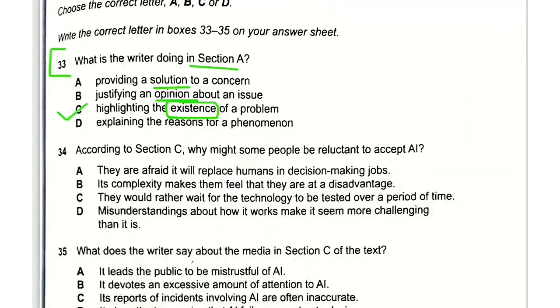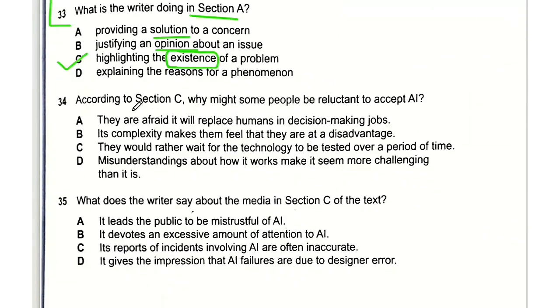So now we're moving to the next. We'll read the next question. According to section C, why might some people be reluctant to accept AI? They're asking what the reason is here. So now we'll be reading paragraph B.